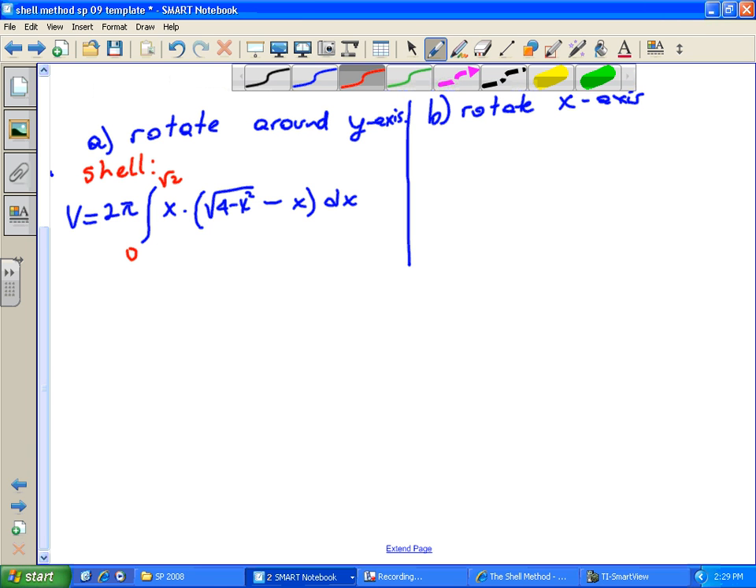Again, I only asked you to set this up, but let's think for a moment. How would one go about integrating this? So volume equals 2 pi times the integral of, I'm going to distribute the x.